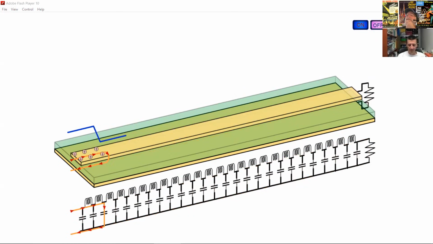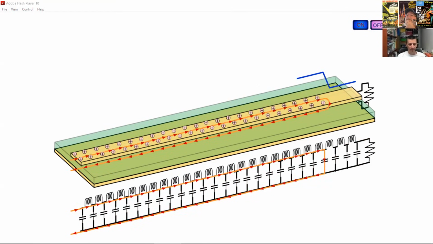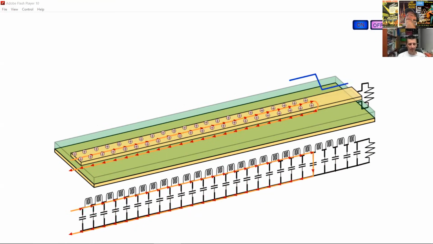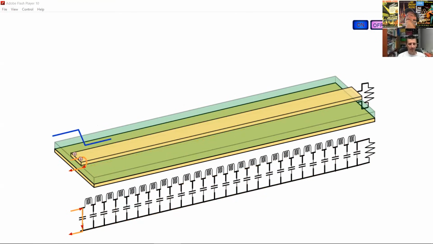Let me see where I put that. Let's see, I think I have it in here. And here we go. And I'm just going to pull up this other slide, and just to show where does that current flow?